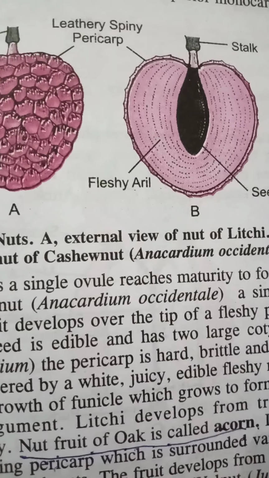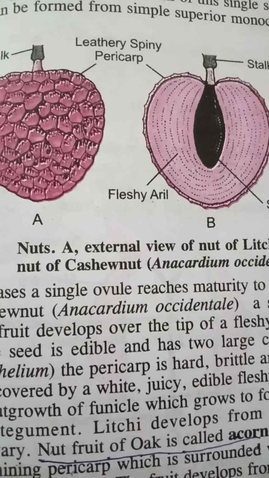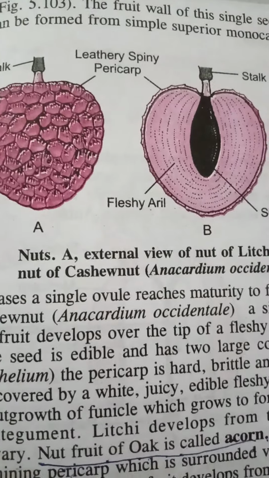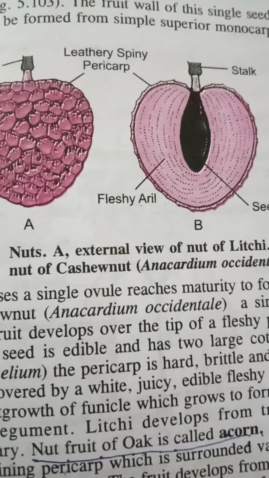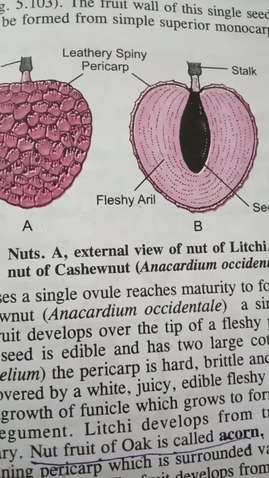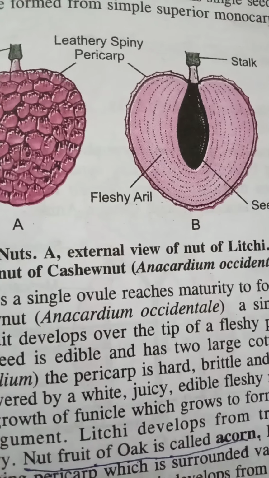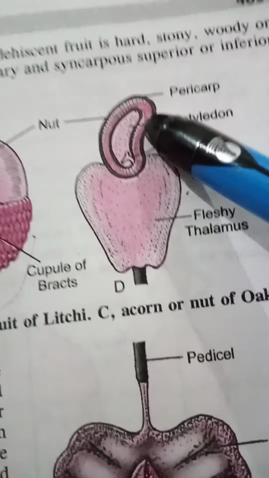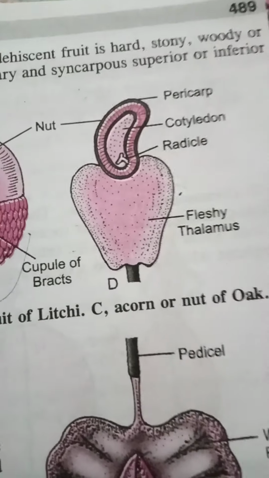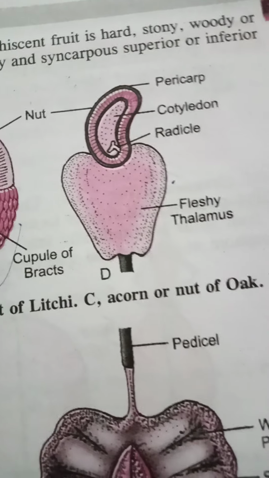Then next is the nut. In a nut, the fruit wall is hard and stony, woody and leathery. It is single seeded. This is observed in cashew nut and lychee. It develops from a superior syncarpous ovary, or it may be an inferior ovary also. Here the seeds are edible. They have two cotyledons, as we are all familiar with the cashew nut. The cashew nut is the seed, okay? And when we separate the two parts, those are the cotyledons.